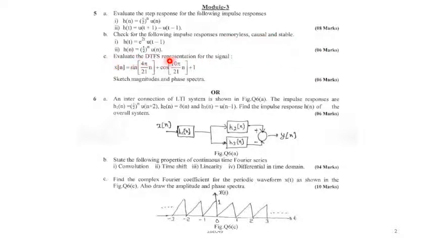5c is evaluate the DTFS representation for the signal x of n is equal to sine of 4 pi divided by 21 into n plus cos of 10 pi divided by 21 into n plus 1. Sketch the magnitude and phase spectrum. So this is asked for 6 marks. You have to compute the DTFS of the signal.